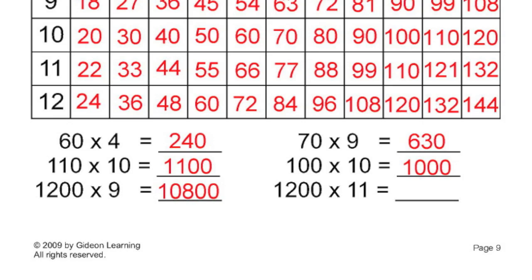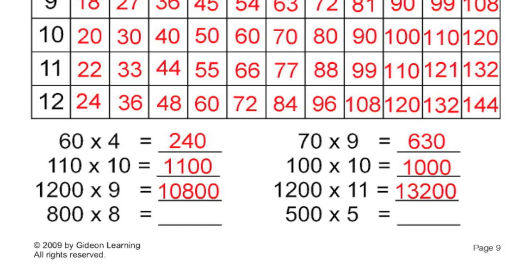And 1,200 times 11, I first think, okay, what is 12 times 11? Well, that would be 132. Then I see 2 zeros, so then it's going to be 13,200. So go ahead and try to figure out the last two answers on your own and see how well you can do with those.